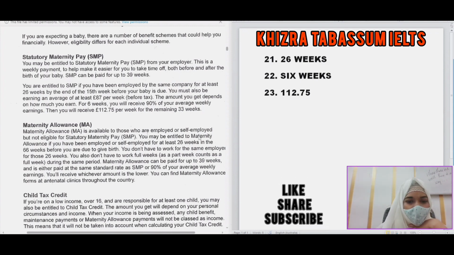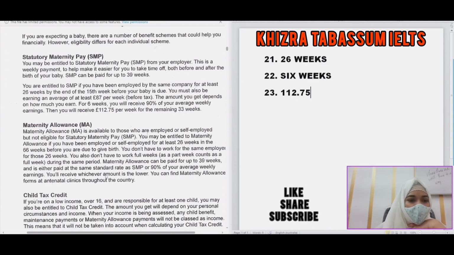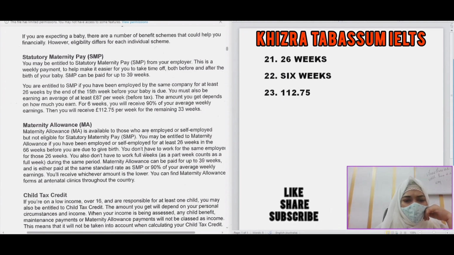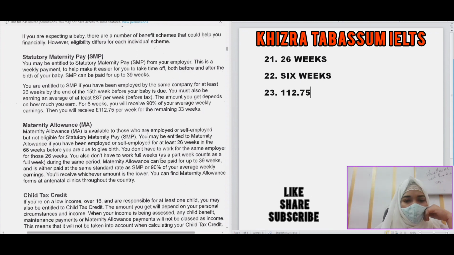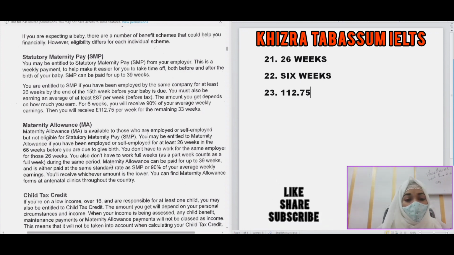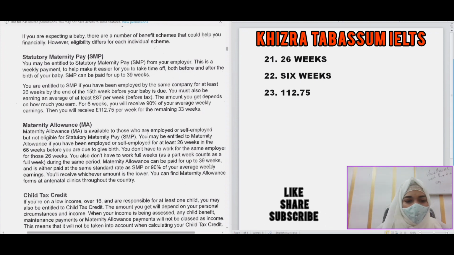You may be entitled to maternity allowance if you are self-employed for at least 26 weeks in the 66 weeks before you are due to give birth. You don't have to work for the same employer for those 26 weeks. You also don't have to work full weeks, as a part week counts as a full week. During the same period, maternity allowance, yes, here we got our answer. See, maternity allowance can be paid for up to 39 weeks.